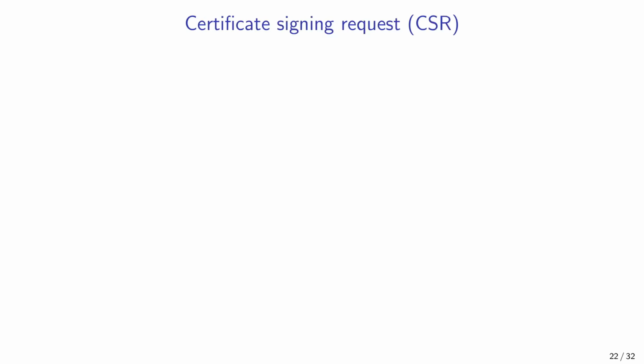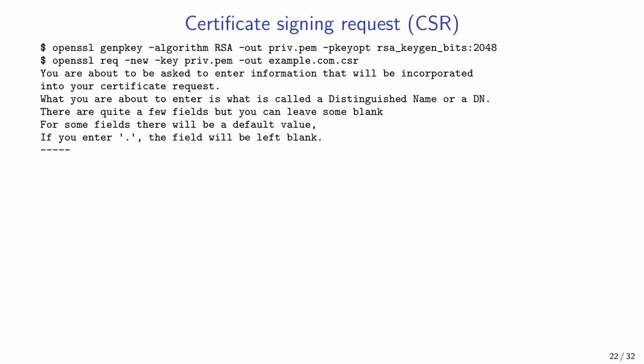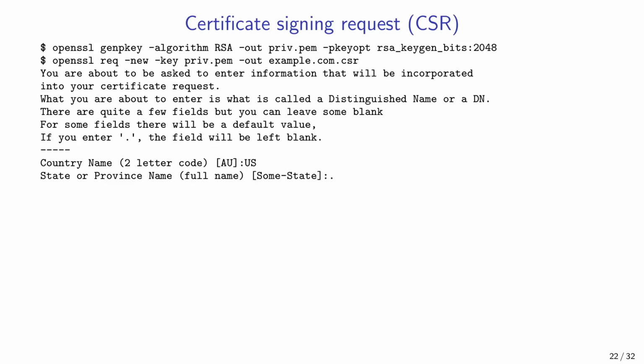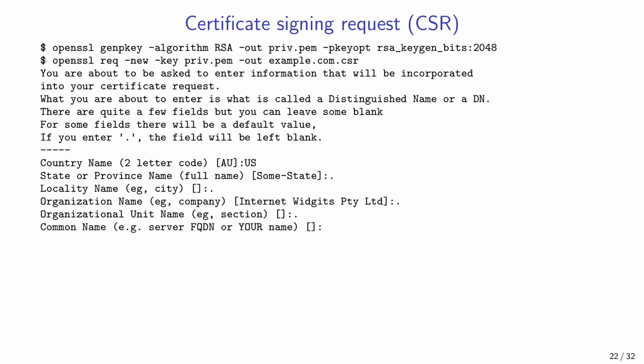Let's look at the certificate signing request, or CSR. So there is a standard data structure which we can use to send our public key and the claimed identity to a CA when applying for a certificate. Here is how we can generate one. First, we have to generate an RSA key pair. Then we run OpenSSL req to generate a CSR specifying our private key file and the file where the CSR should be written. It will ask several questions to construct the distinguished name: country code, state or province, locality name, organization unit name, and common name.